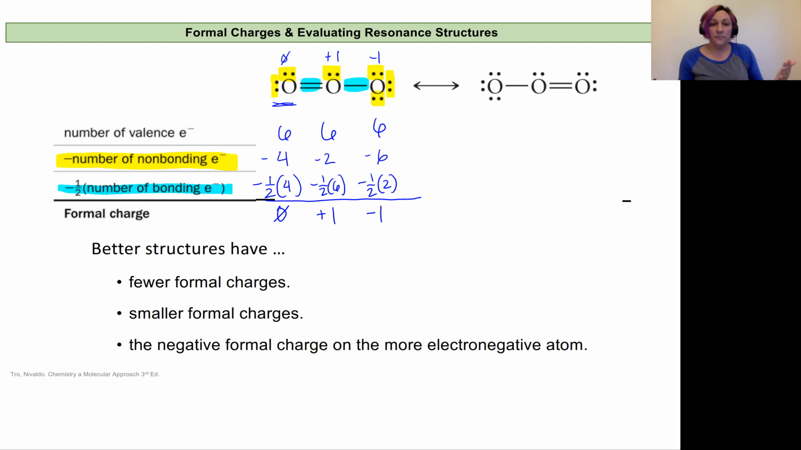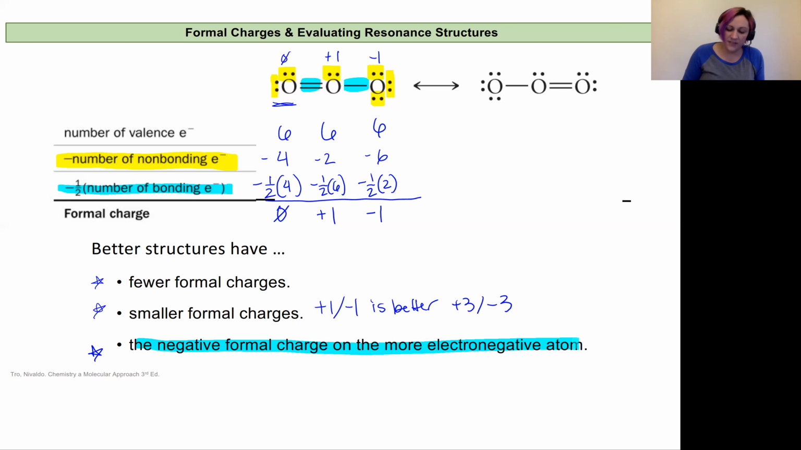So in general, better structures are going to have fewer formal charges. They're going to have smaller formal charges, which means their magnitude is smaller. So a +1 or a -1 is better than a +3 or a -3 formal charge. And the other trick to this is that the negative formal charge is on the more electronegative atom. Now, in this case, the electronegativities are all the same because it is the same element.